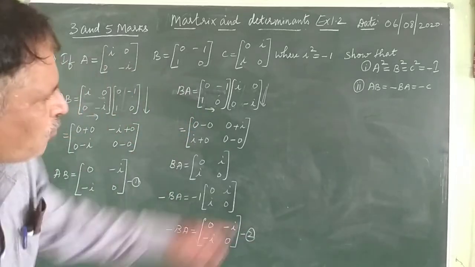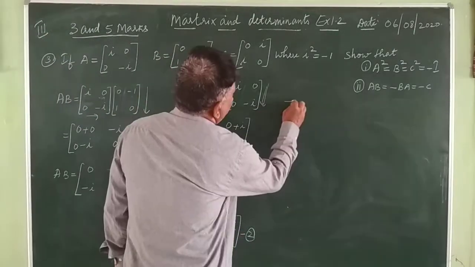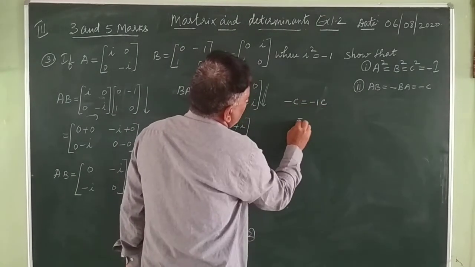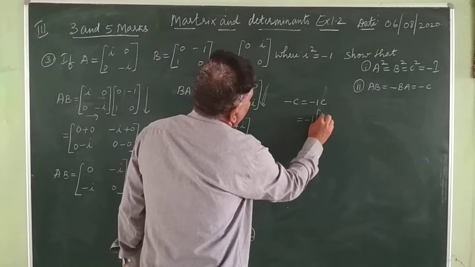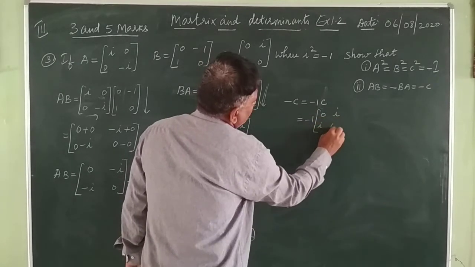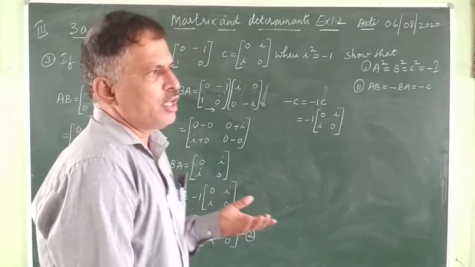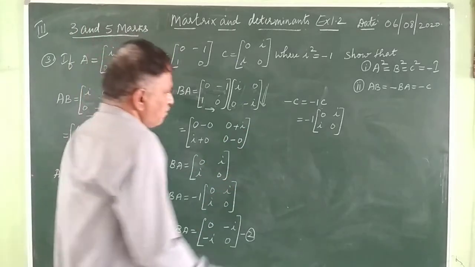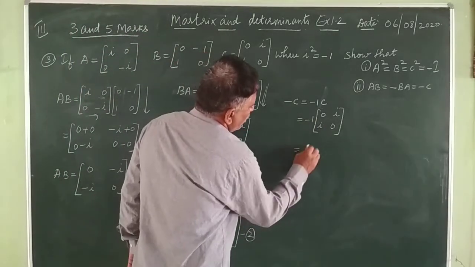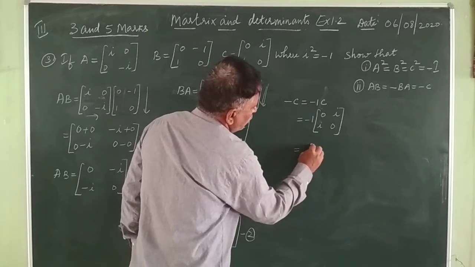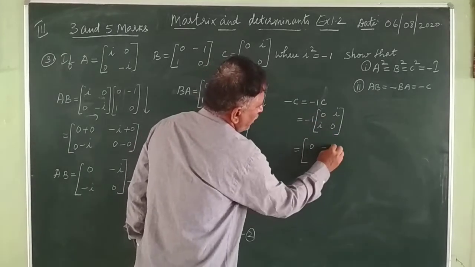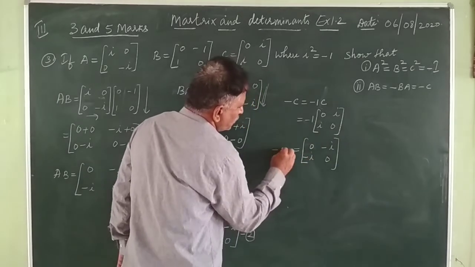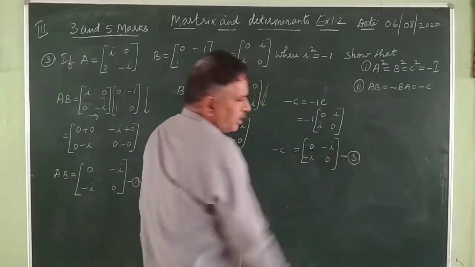Next, I need to find out minus C. So minus C can be taken as minus 1 into C. This is minus 1. What is C? 0, I, I, 0. Why have I taken minus 1? So minus 1 into C will become minus C only. So which is equal to minus 1 into 0, 0. Minus 1 into I, minus I. Minus 1 into I, minus I, 0. So this is minus C. So this is equation 3.